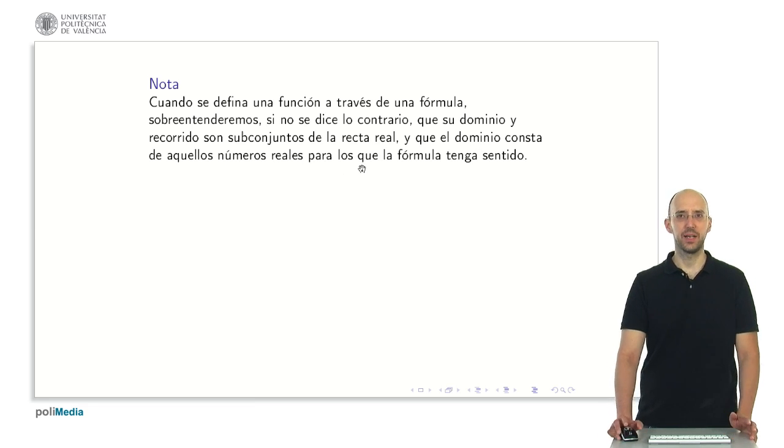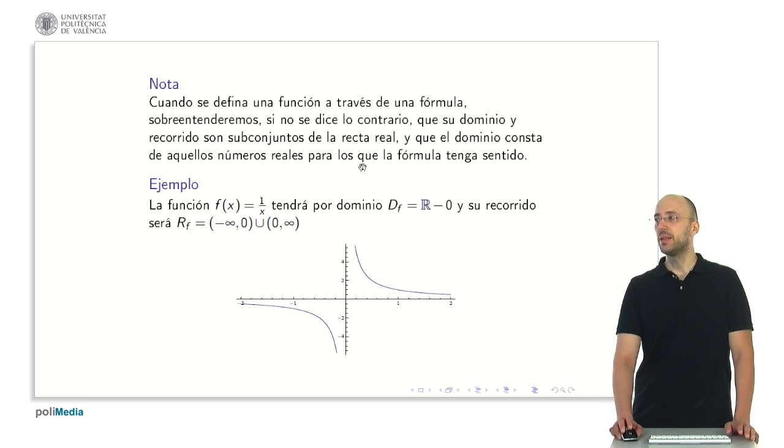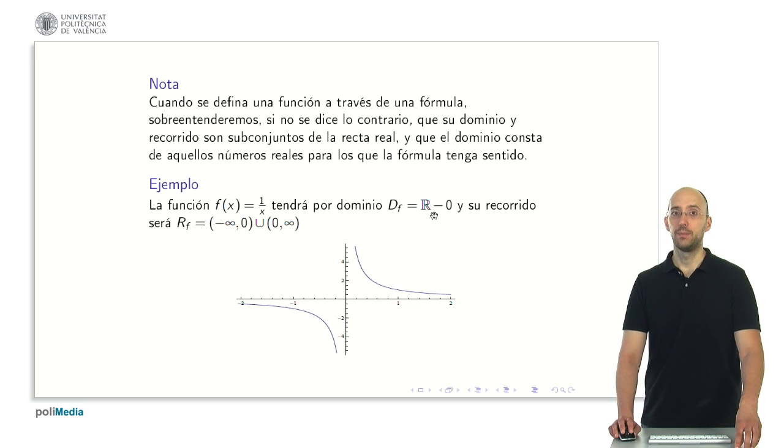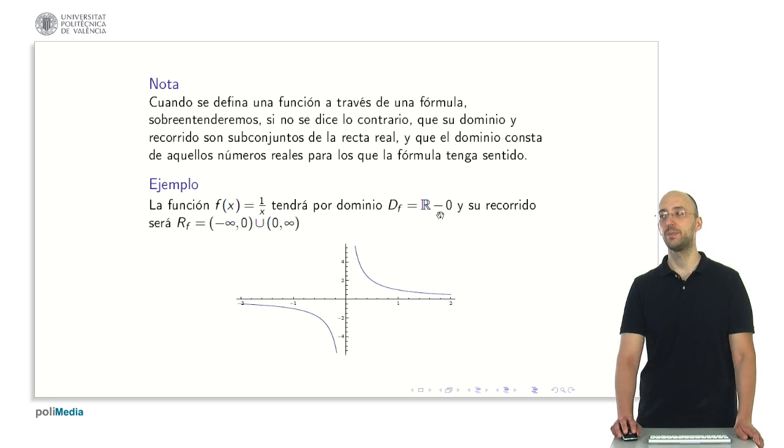What does this mean? Let's see. Imagine that we provide the function 1 divided by x and we ask ourselves, what is the domain? You do not have any additional information. Nobody is telling you what the domain of the function has to be. You have to assume that they are all the real numbers, as this paragraph stated. All the real numbers in which the function makes sense. Notice that the 0 cannot be. This function is not defined at 0. They are all real numbers except the 0.